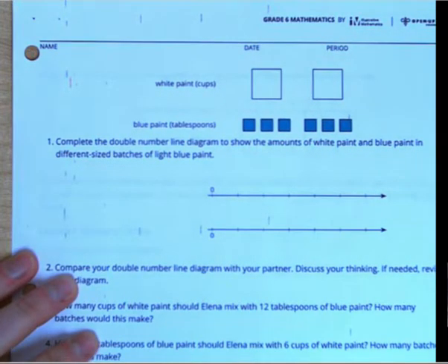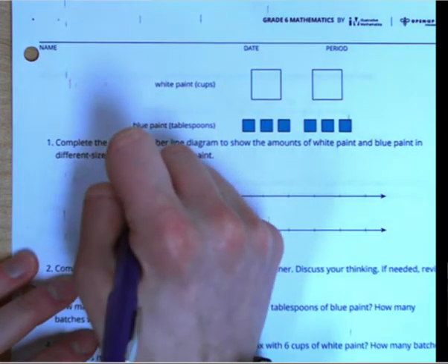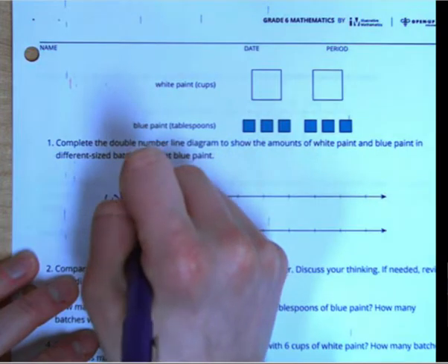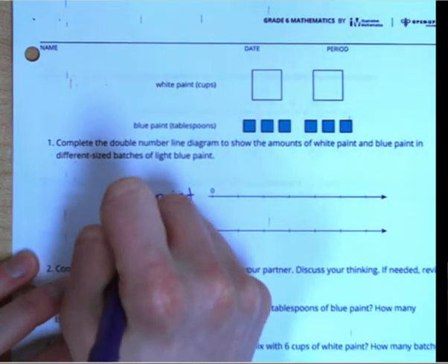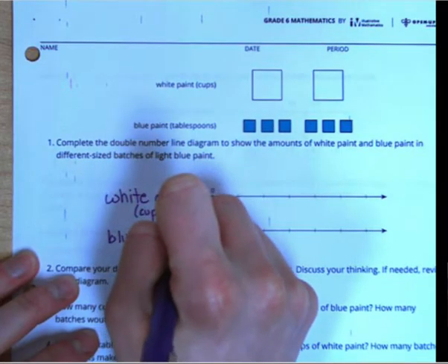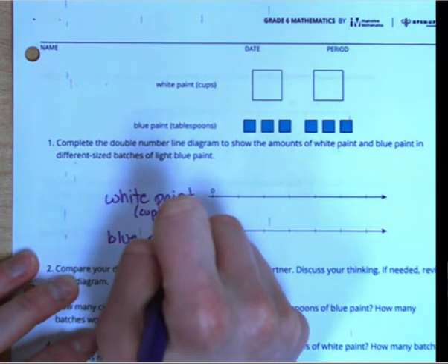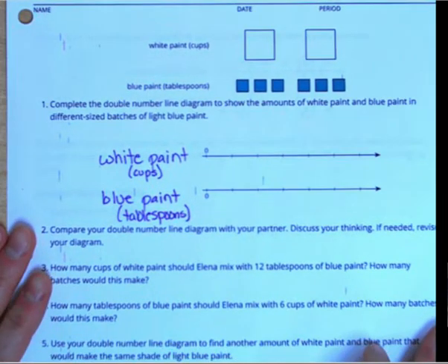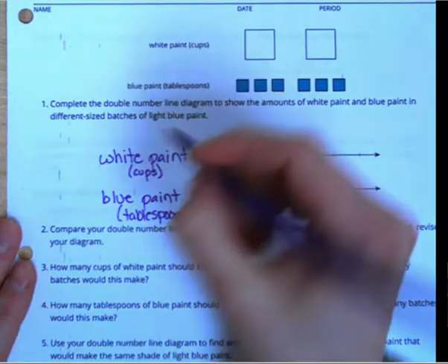Okay, the first really important part is to label it. So we have white paint, and that is going to be in cups. And blue paint is our second ingredient, tablespoons. And if we happen to have 3 ingredients, we could have a triple number line. But we'll just do double number line for now. Okay, so first we have 0.